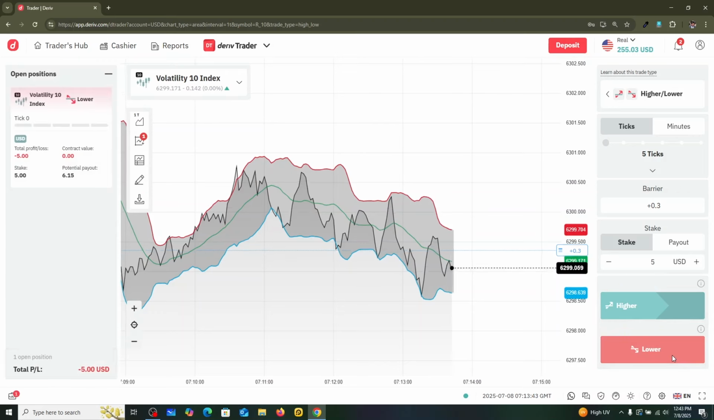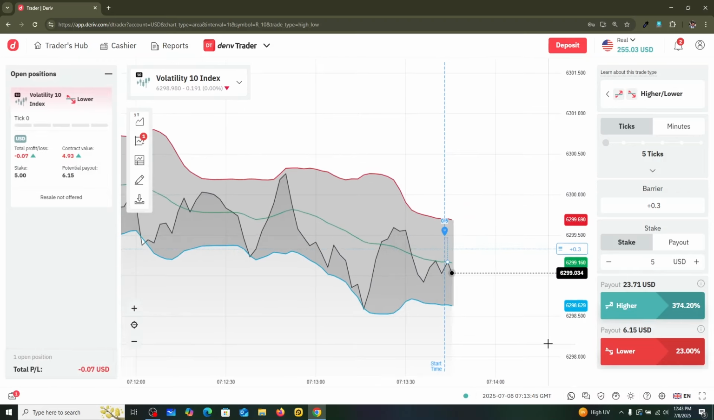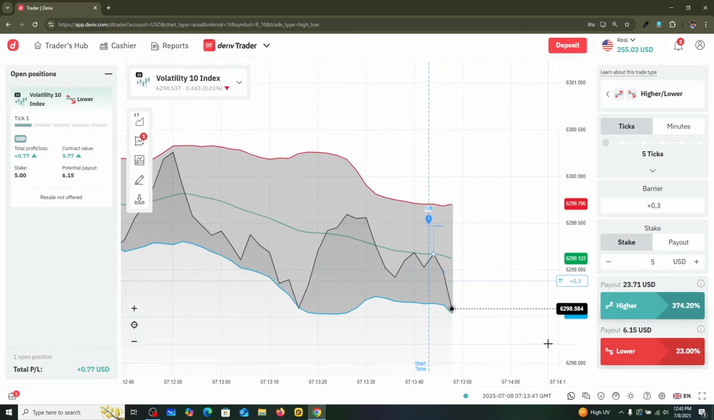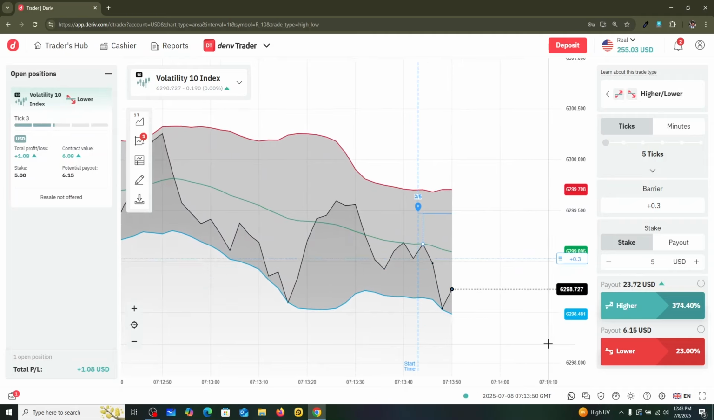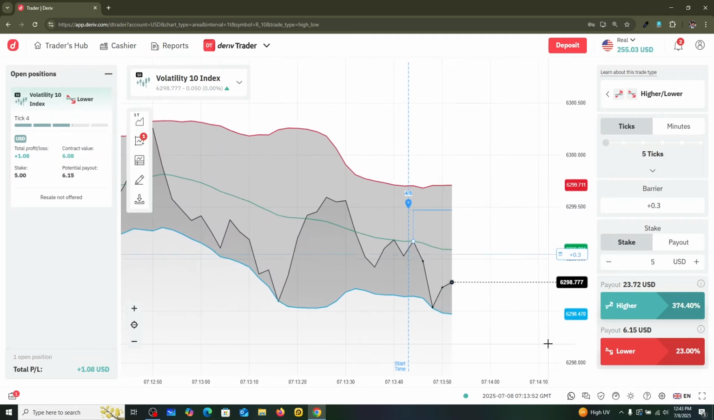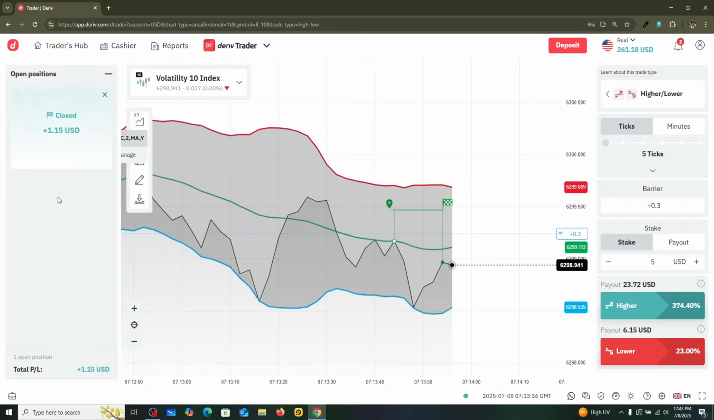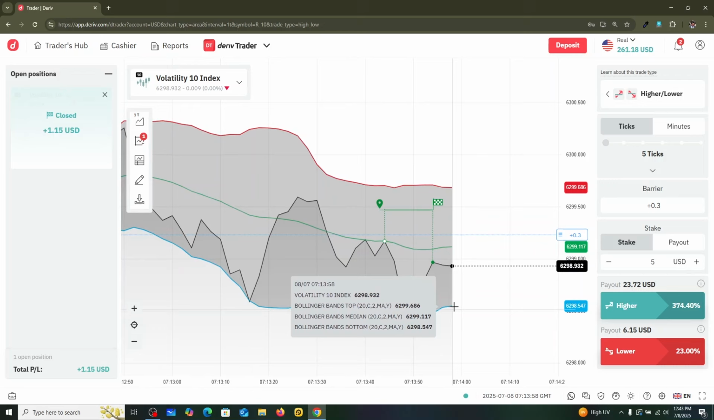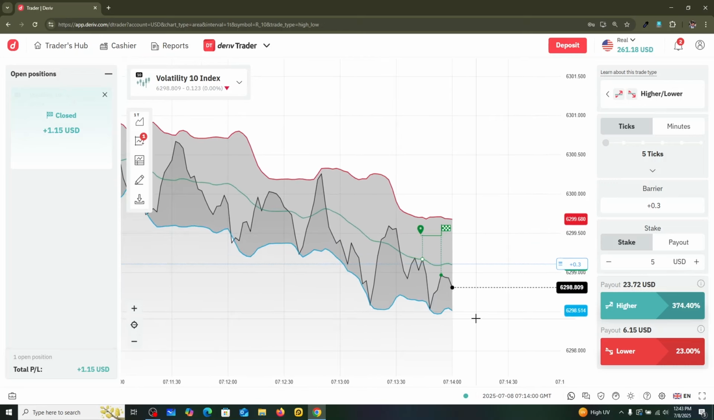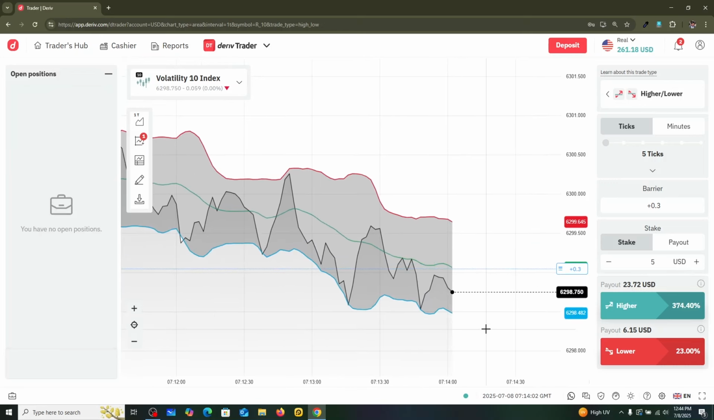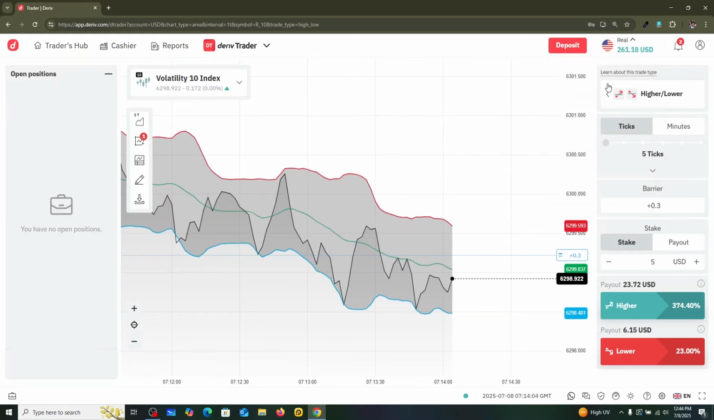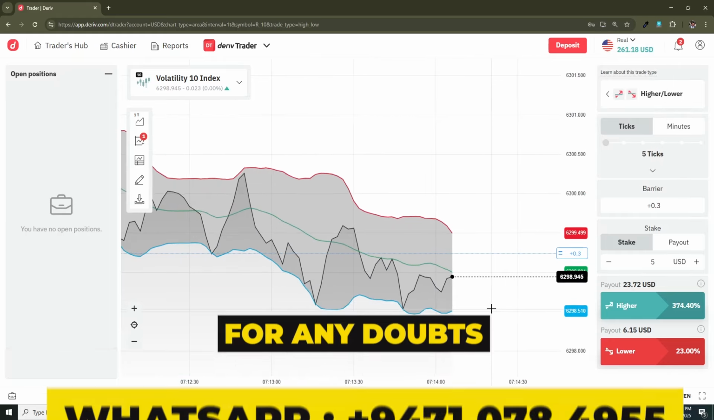I'm going to click here as lower in my real account. As you can see, $5 for a stake. Now we will definitely win this. This is real money. You can see now it is $1.1 I have earned in a few seconds. So you have to practice this. This is a real account. This is real money. You can withdraw this anytime.